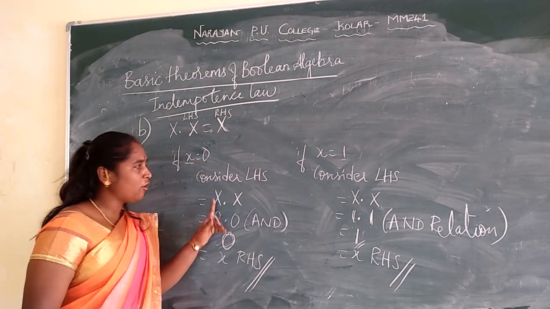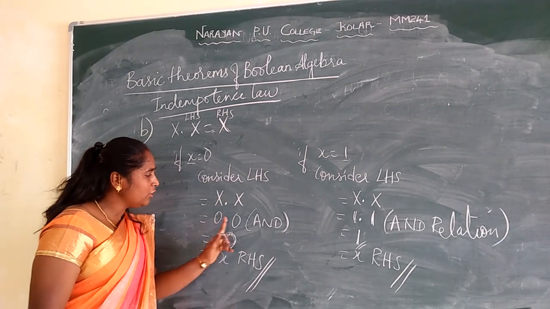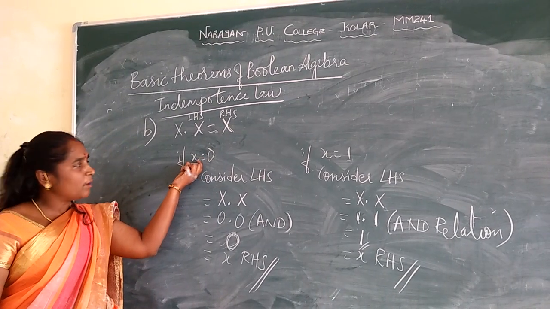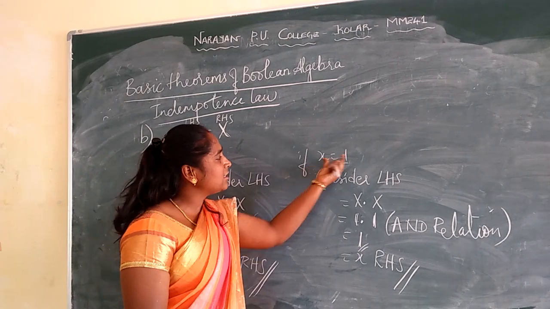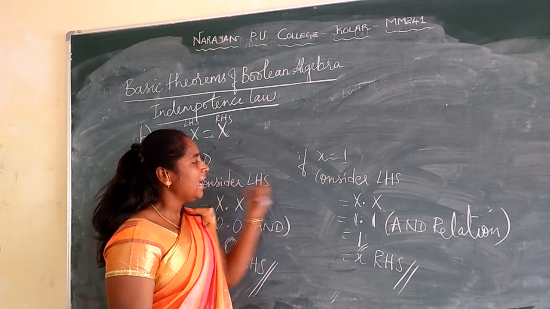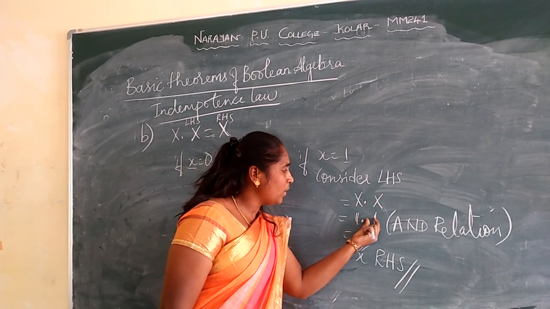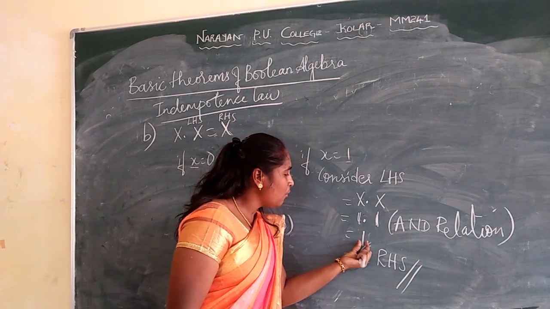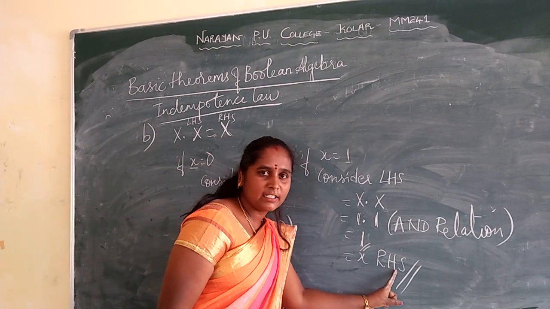So for x equal to 0, you substitute 0 in place of x. 0 into 0 is nothing but 0 according to the AND relation. That 0 is again x equal to 0, so the RHS is proved. When you consider x equal to 1, what is your LHS here? Again x into x. In place of x you substitute 1. 1 into 1 is nothing but 1 using your AND relation. That 1 is nothing but x. So your RHS is proved.